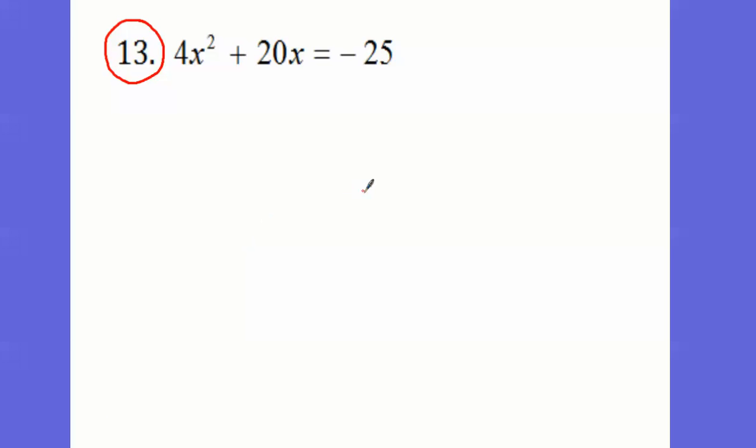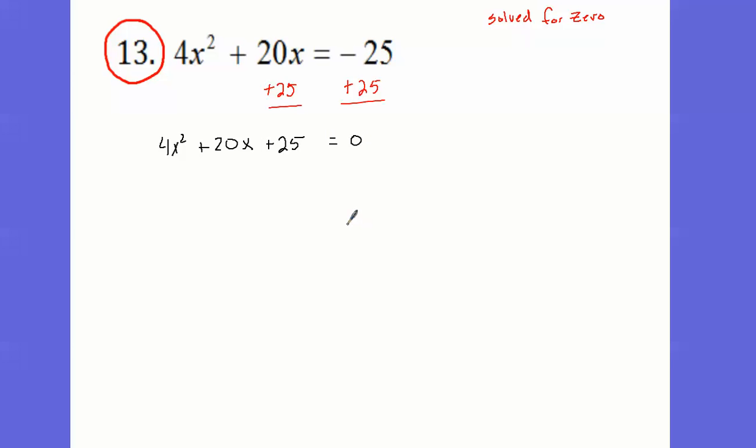Alright, problem number 13. First, I have to remember that if I'm going to solve, I must have the entire quadratic set equal to 0. So I will add 25 onto this side, and I will add 25 onto this side. This allows us to have 4x squared plus 20x plus 25 equal to 0.